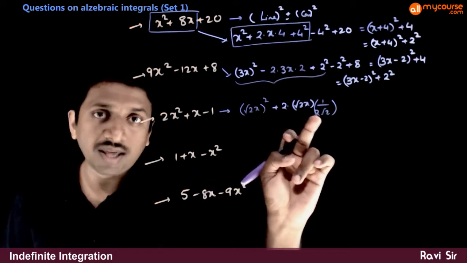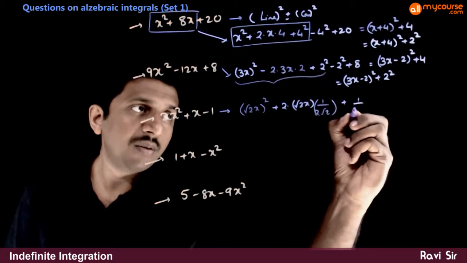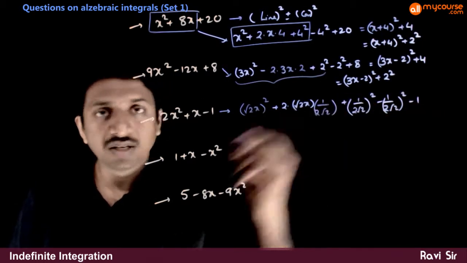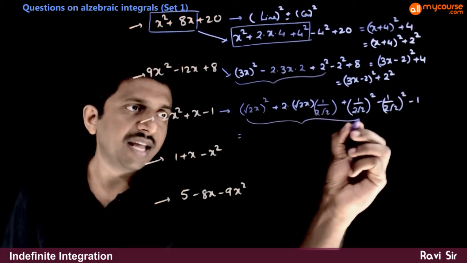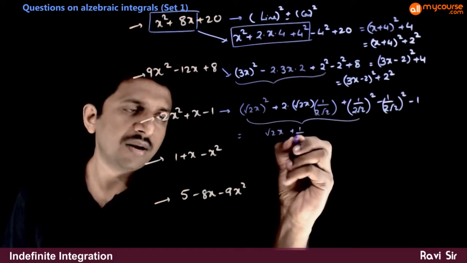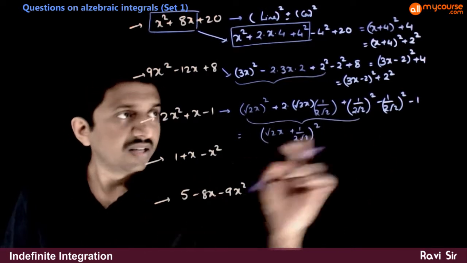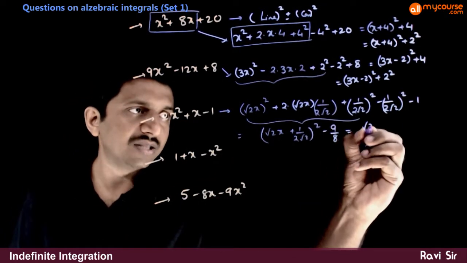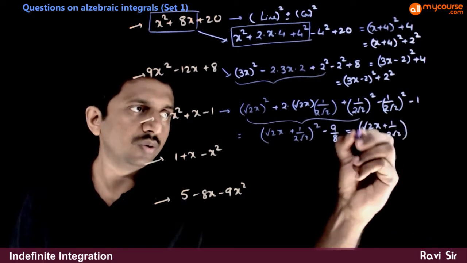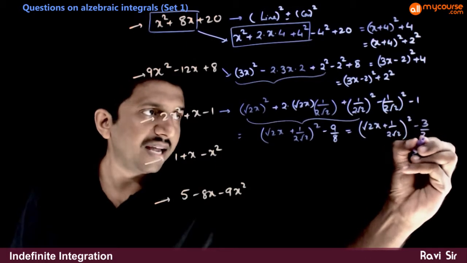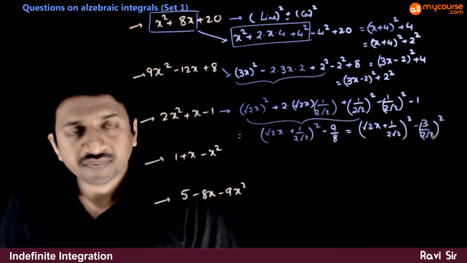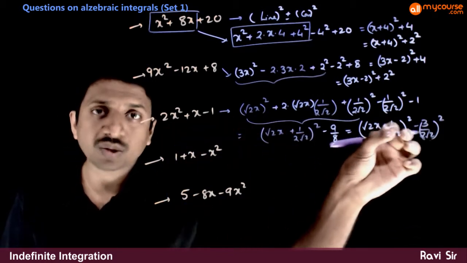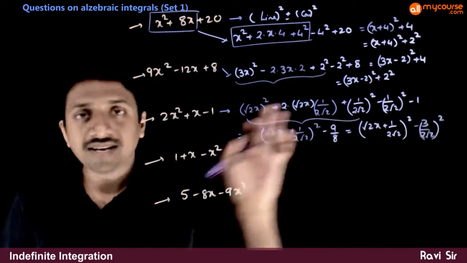So a square plus 2ab. We need a b square. It is 1 by 2 root 2 whole square. So add it and subtract it. And minus 1 is already there. So the first 3 terms can be written as root 2x plus 1 by 2 root 2 whole square. This is minus 1 by 8 minus 1 is minus 9 by 8. This can be written as root 2x plus 1 by 2 root 2 whole square minus 3 by 2 root 2 whole square. So a square minus b square. So 2x square plus x minus 1 is equal to something square minus something square. This is a linear of x whole square minus a constant square.